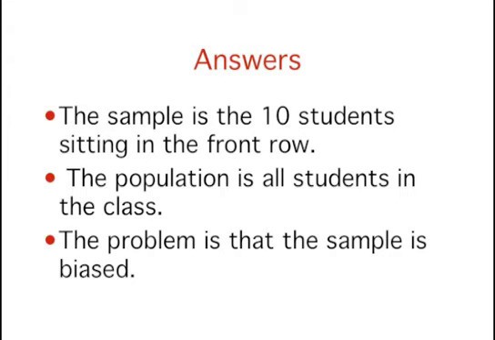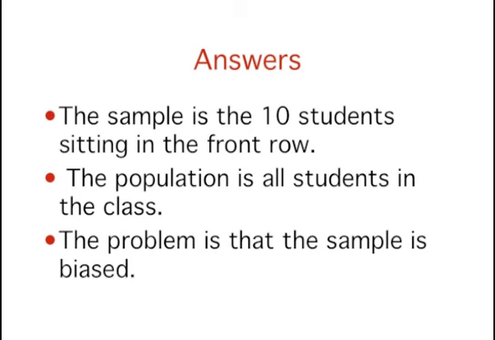The sample is the 10 students sitting in the front row. The population is all students in the class. The problem with choosing this sample is that it is biased. Those who sit in the front row of classes tend to be more interested in the class and tend to perform higher in the class than the students who sit in other places in the classroom. Thus, the sample may be performing much better than the population. If the substitute teacher puts every student's name in a hat and randomly chooses 10 names out of the hat, the sample would not be biased.